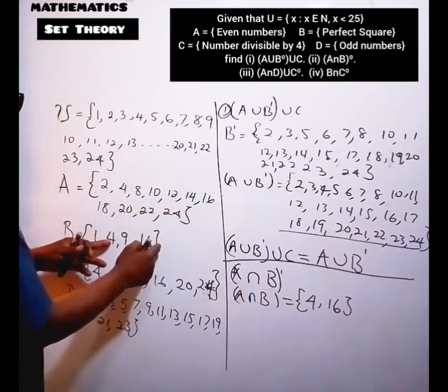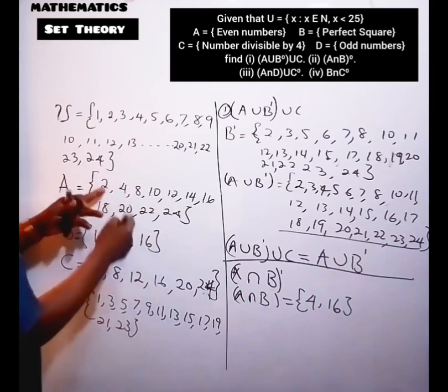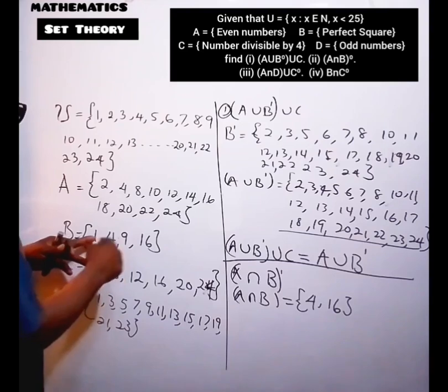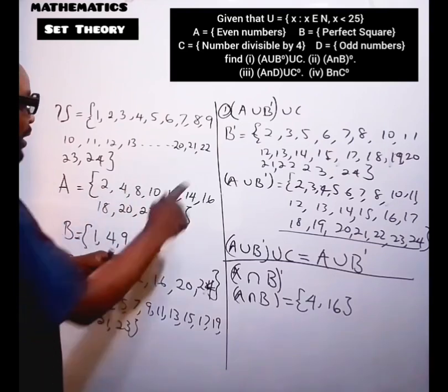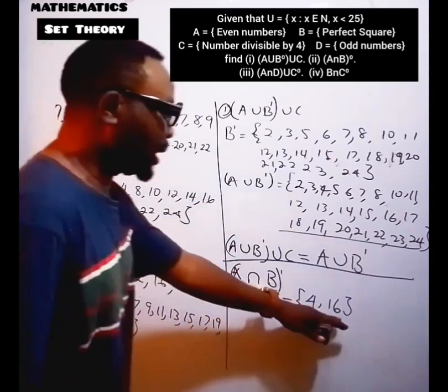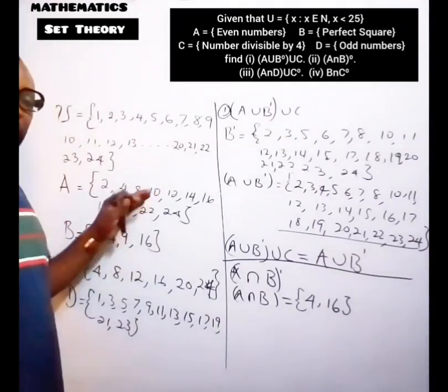4, 16. 2 is not here. 4 is here. 1 is not here. 9 is not here. 16 is here. So it's only 2 values that are common to the 2 sets there.